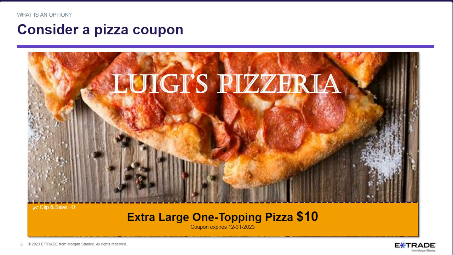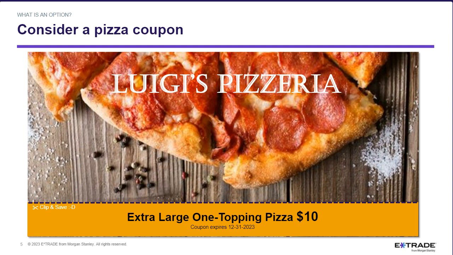Follow me on this. Okay, so here we've got a pizza coupon, right? This piece of paper in your hand says you could go to Luigi's Pizzeria with this coupon and $10, hand it over, and receive one extra large, one topping pizza. And you could do that anytime you wish until it expires on December 31st. Makes sense, right? Easy.